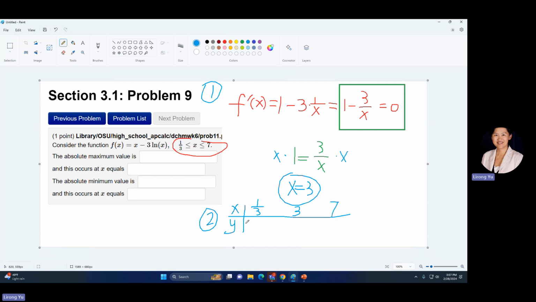Now, if x equals 1/3, it's going to be 1/3 minus 3 times logarithm of 1/3. I have no idea what that number is, but it's not very big. If x equals 3, it's going to be 3 minus 3 times logarithm of 3. And x equals 7 will be 7 minus 3 logarithm of 7. I have no idea what all these numbers are. I'm going to have to use my calculator.